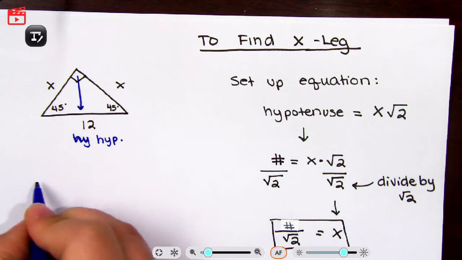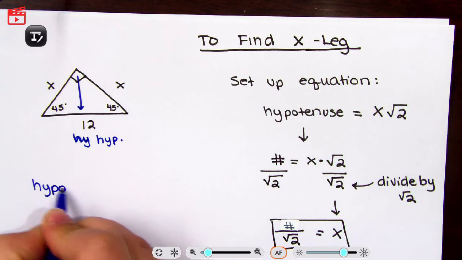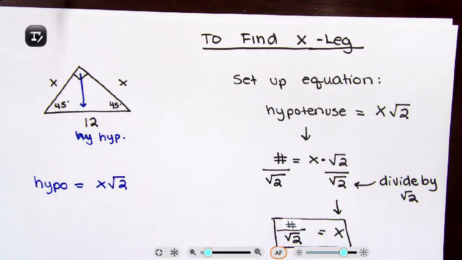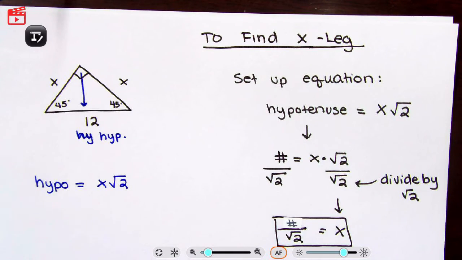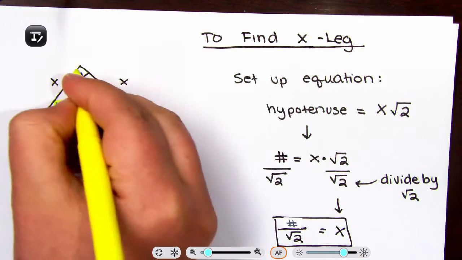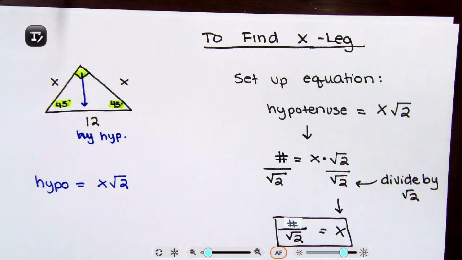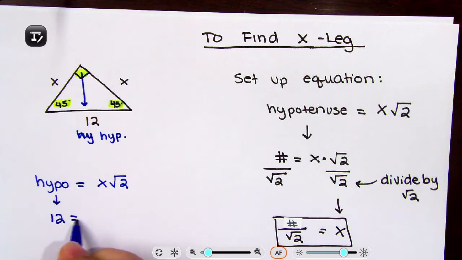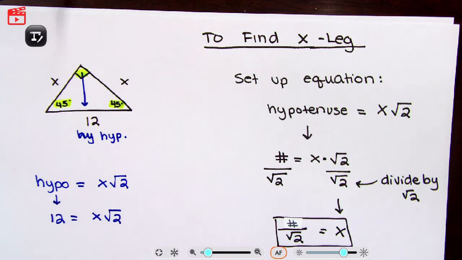Hypotenuse. So you're going to say your hypotenuse is equal to x root 2. Now we know this is going to be x root 2 because I see a 45 degree and a 90 degree. This is a 45, 45, 90 triangle. You have to have that memorized. Since we know the hypotenuse is equal to x root 2, I'm going to say the hypotenuse is 12, and that's equal to x root 2.